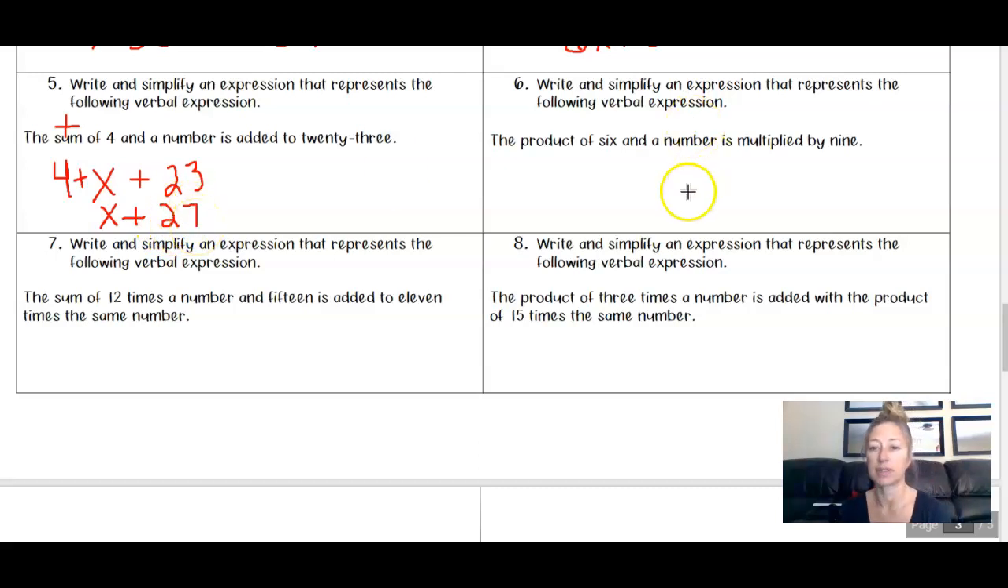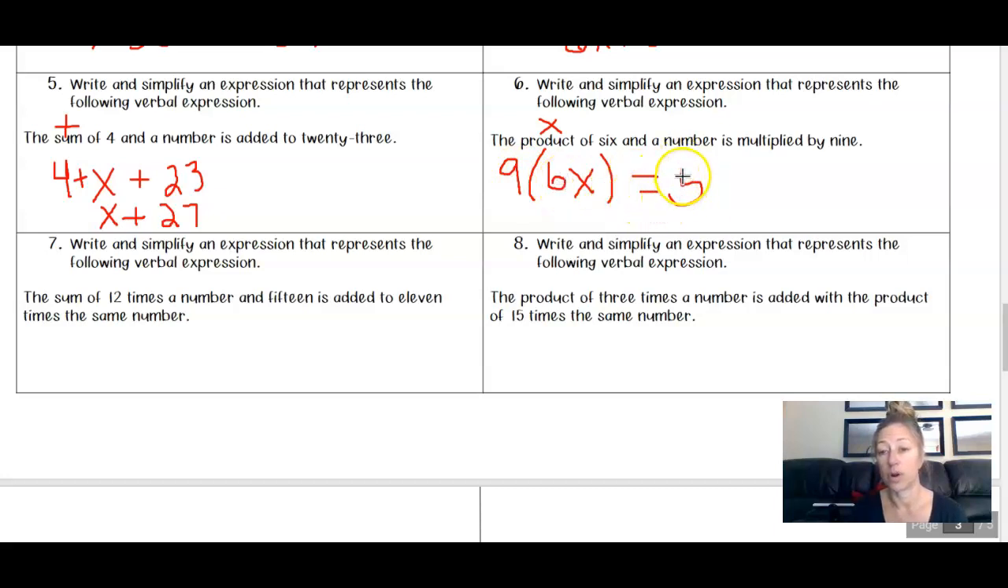Okay, now let's go to number 6. The product means multiply. So if I'm multiplying 6 times a number, and that's multiplied by 9, you might see it like this. I could also see it like this. Now, when we multiply, the numbers do not have to have like terms because multiplication is a different rule. So 9 times 6 equals 54 times x, okay? This is where it gets confusing because multiplication you can do if they're not like terms.